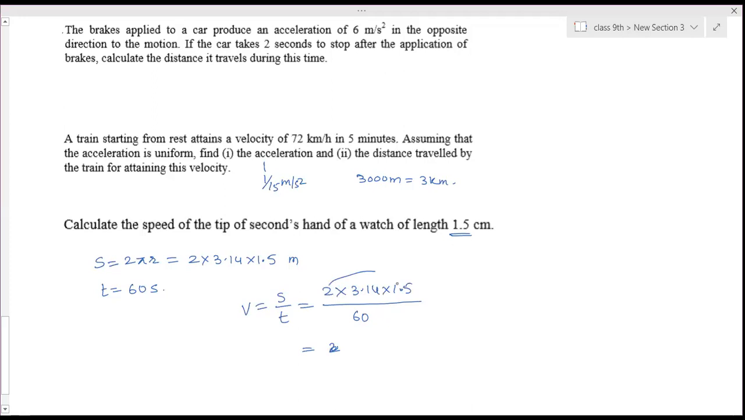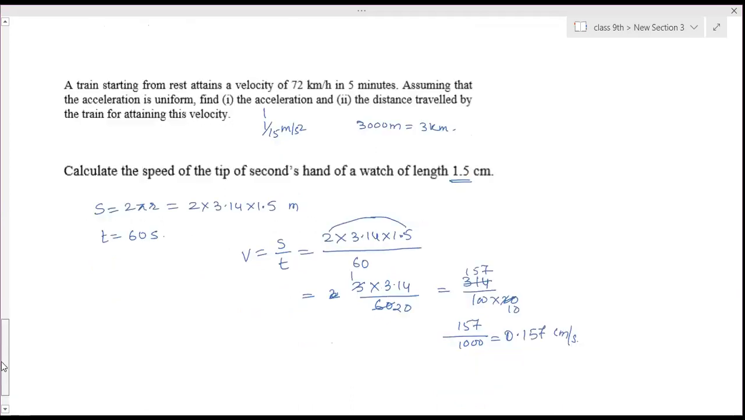2 into 1.5 is 3. So 3 into 3.14 by 60. 3 ones are 3, 20s are... So it is 314 by 100 into 20. So 2 tens are 2, 157. Is it 0.157? Yes, ma'am, 0.157 centimeter per second.